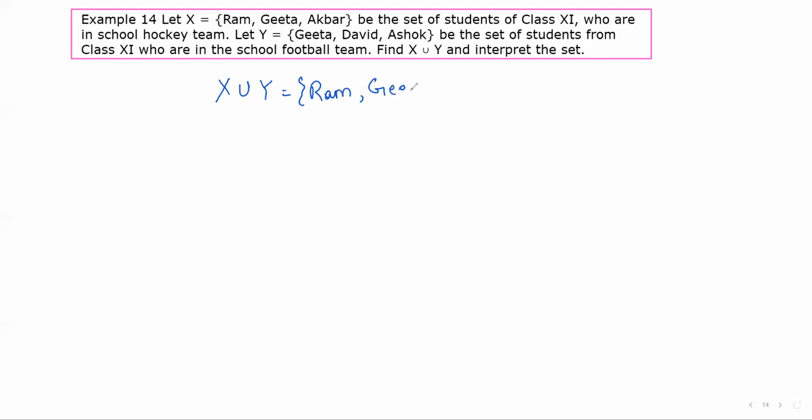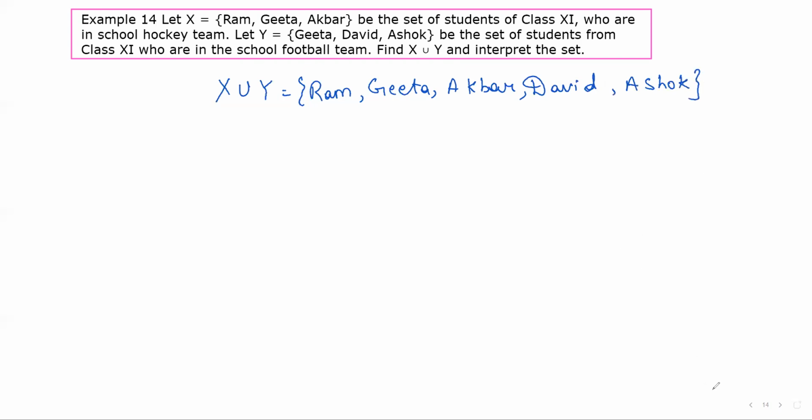Ram, Geeta, Akbar. Then mention all the elements of Y which are different, which are not mentioned yet. Geeta is present, David not present, Ashok not present.